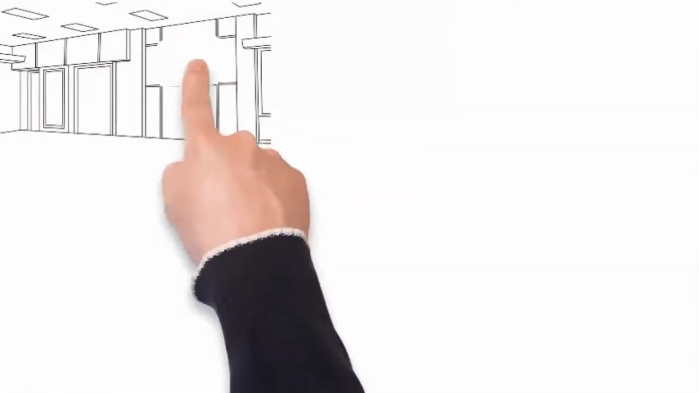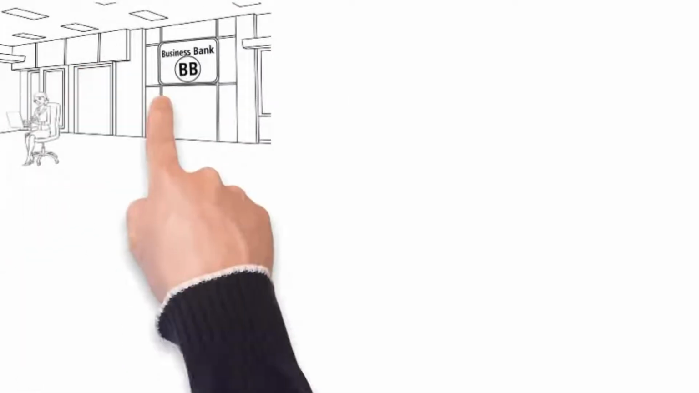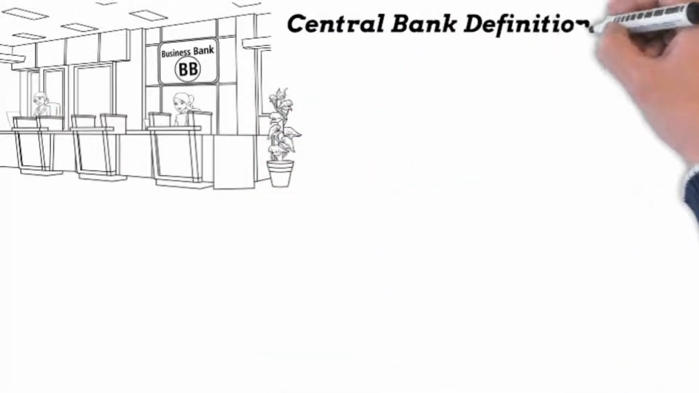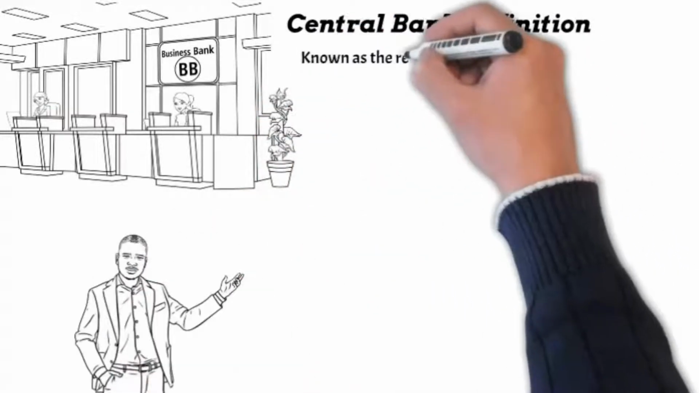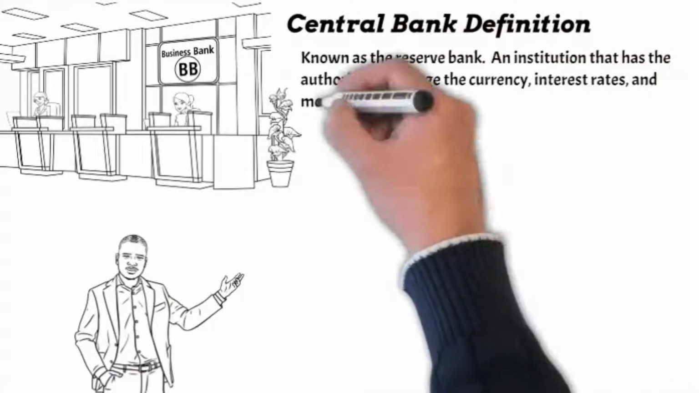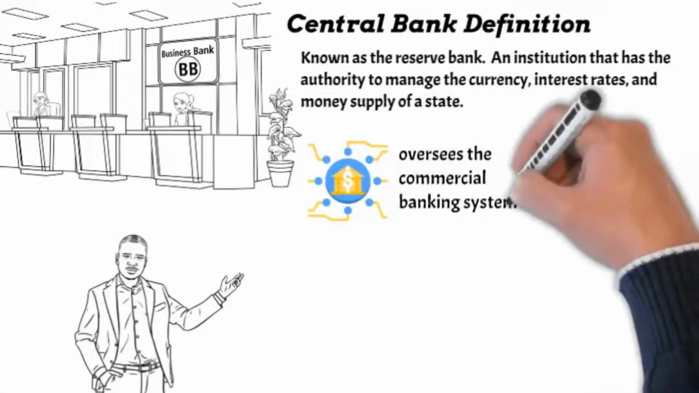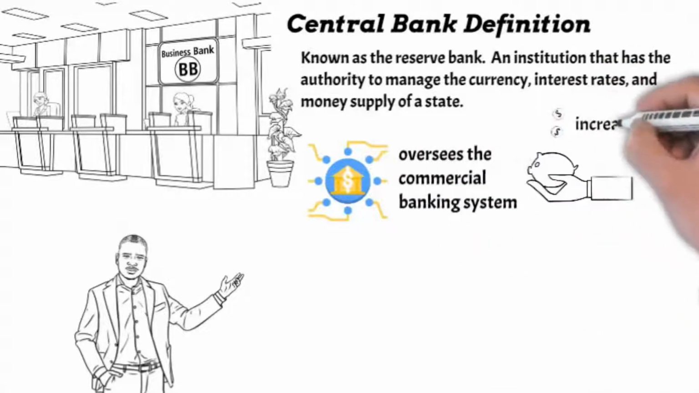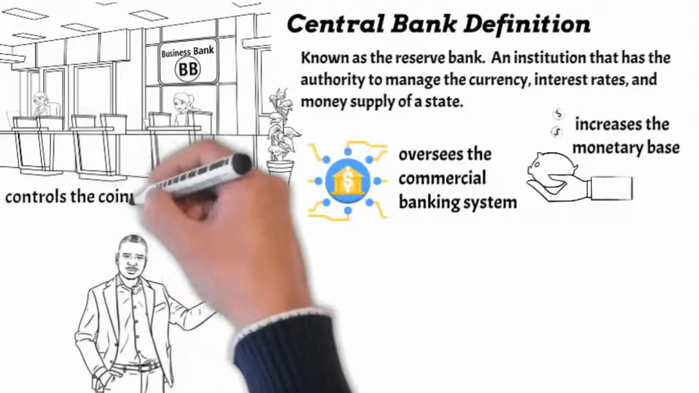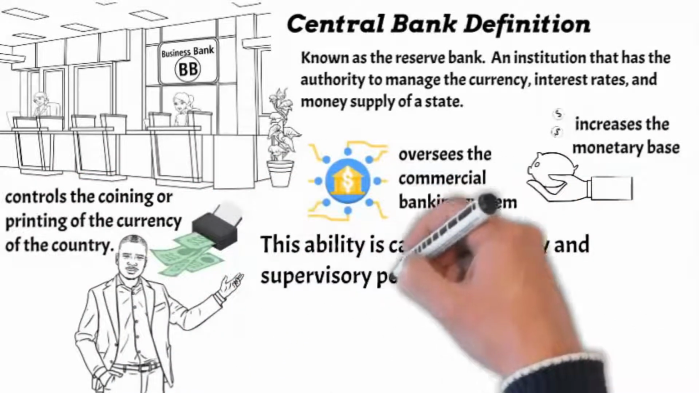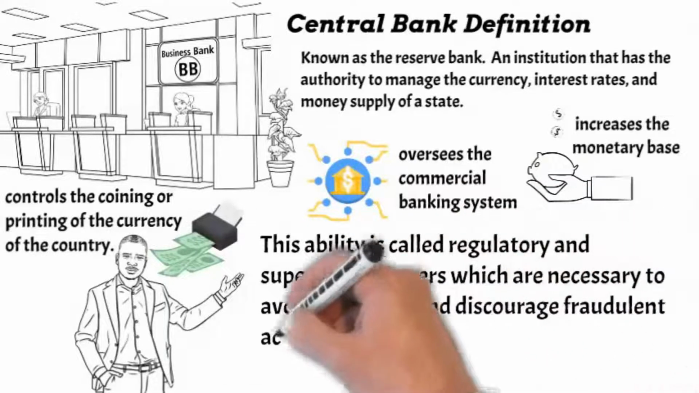Central bank definition, also known as the Reserve Bank. It is an institution that has the authority to manage the currency, interest rates, and money supply of a state. It also oversees the commercial banking system, increases the monetary base, and controls the coining or printing of the currency of the country. The central bank controls the financial crisis of the country that deals with currency inflow or outflow. This ability is called regulatory and supervisory powers, which are necessary to avoid bank runs and discourage fraudulent acts or fraudulent display of member banks.